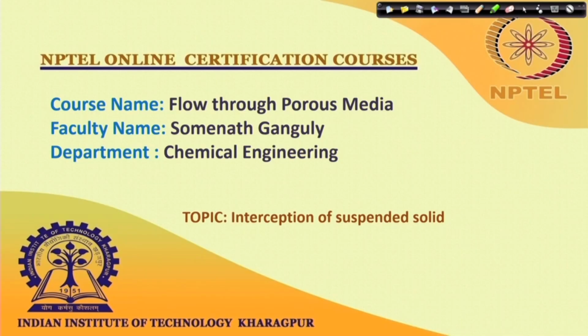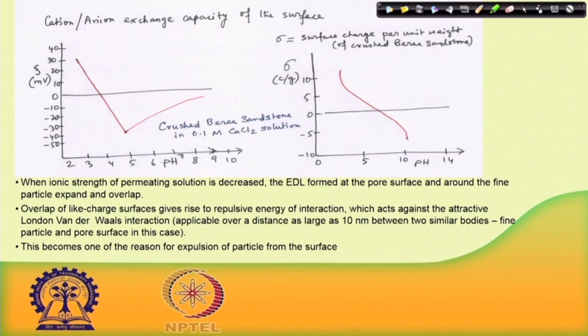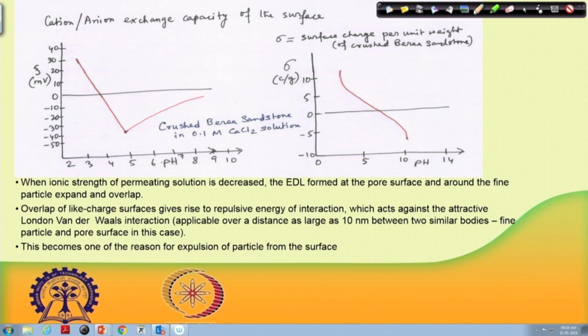I welcome you to this lecture module of flow through porous media. We have been discussing interception of fine particles in the porous medium, that is, interception of suspended solids. In this regard, what we talked about earlier was that there exists something called a zeta potential. Whenever a solid surface is brought in contact with an electrolyte, a zeta potential develops, and this zeta potential can be measured.